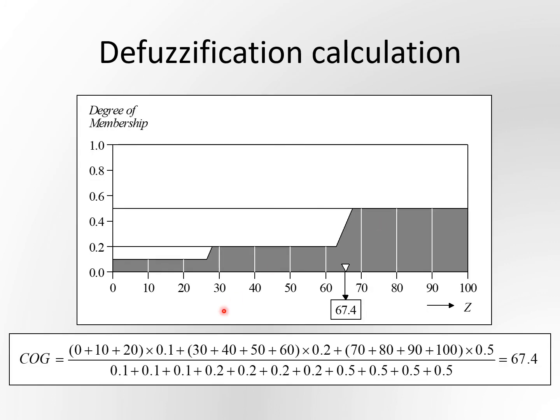In this case, we use the center of gravity, which is given by the area of the different parts, plus this part, divided by the degree of membership for each of the different parts, 0.1, 0.2, and so on. This is the way of calculating the center of gravity. The final value we get is 67.4, and this is the crisp value, the definite real value that has been defuzzified. The whole system has defuzzified. This is the value that is going to the output.